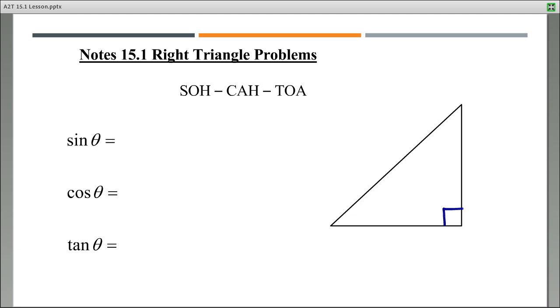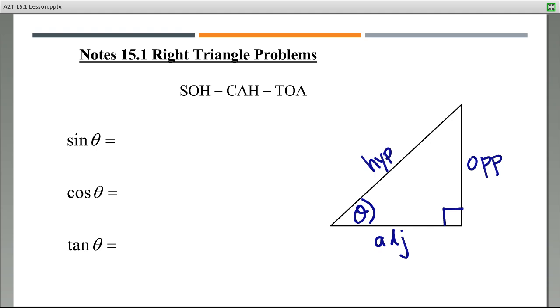And if you remember SOHCAHTOA, an easy way to remember what sine, cosine, and tangent are in relationship to angle theta. So if I call this angle theta, then the side opposite would be this side. The side adjacent is this one. And the hypotenuse side is always the long one, right?